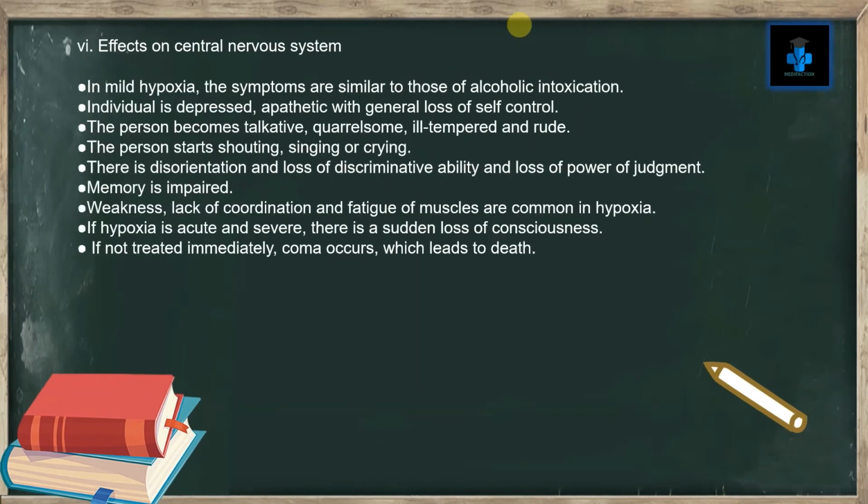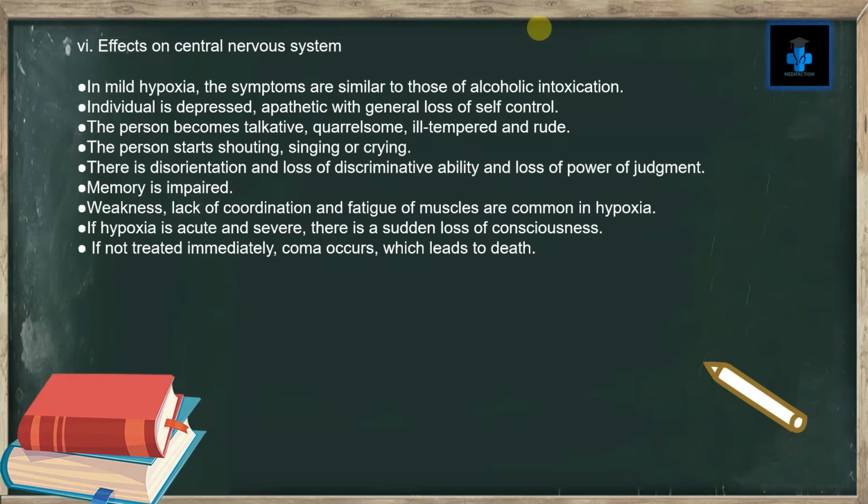Number 6. Effects on central nervous system. In mild hypoxia, the symptoms are similar to those of alcoholic intoxication. Individual is depressed, apathetic, with general loss of self-control. The person becomes talkative, quarrelsome, ill-tempered, and rude. The person starts shouting, singing, or crying.